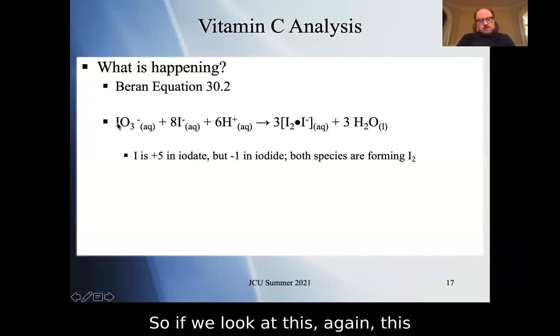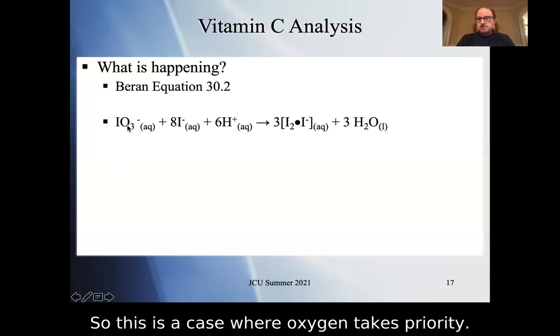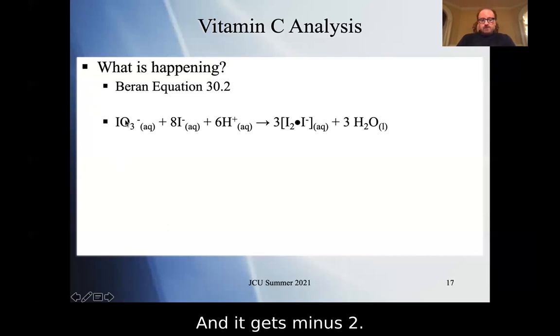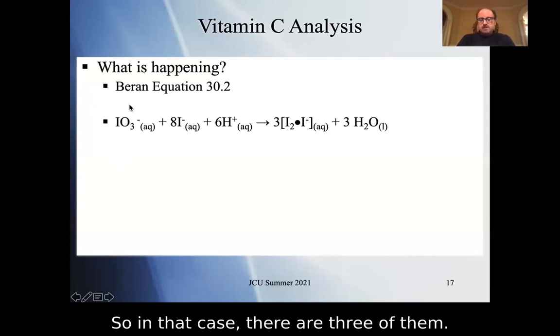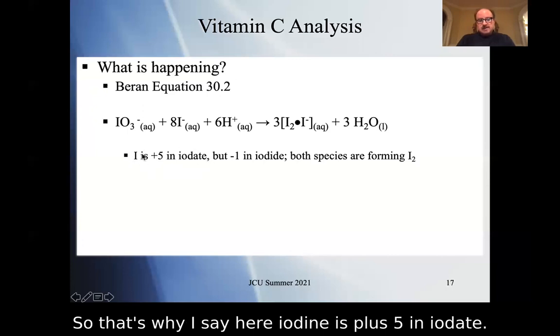So if we look at this, again, this is an example where iodine, a halogen, is bonded to oxygen. So this is a case where oxygen takes priority and it gets -2, right? So in that case, there are 3 of them. That's -6 with a -1 left over, which means this I is +5, right? So that's why I say here, iodine is +5 in iodate.